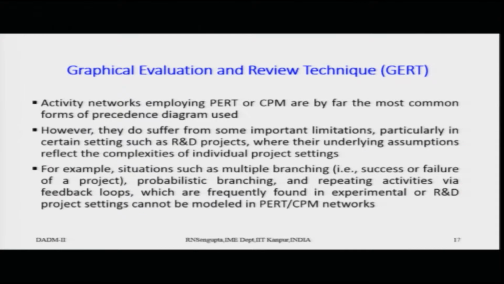So, for example, in situations such as multiple branching, there is a success or there is a failure of the project, and again you do the reworks. So, there are probabilistic branching methods, like you float a product, there is a 40% chance the product will be accepted by the market with good demand, 30% may be the case where the product is accepted with a low demand, and 10% with the case where the product is not at all accepted.